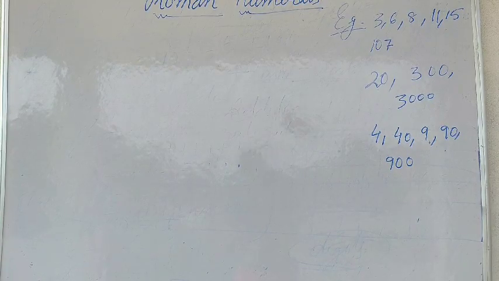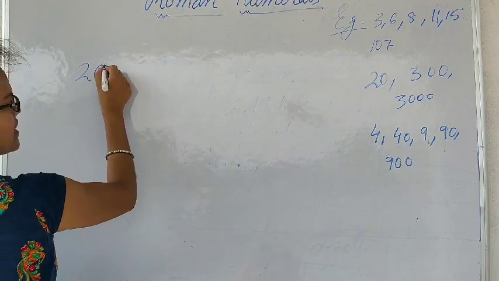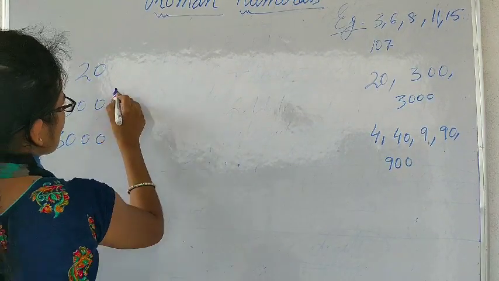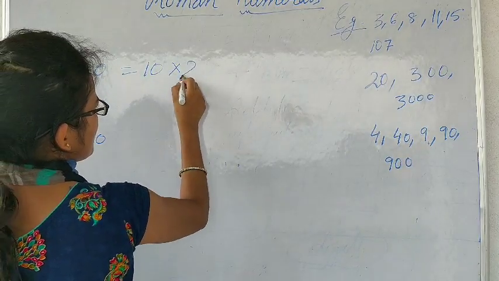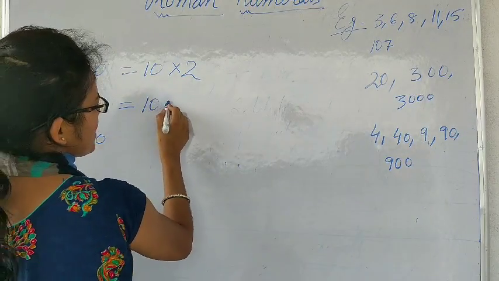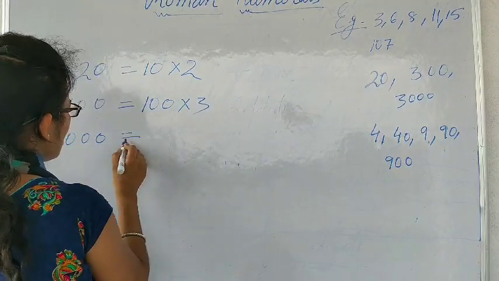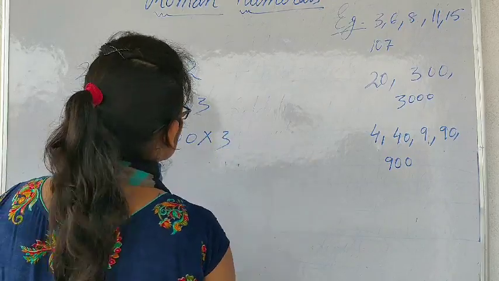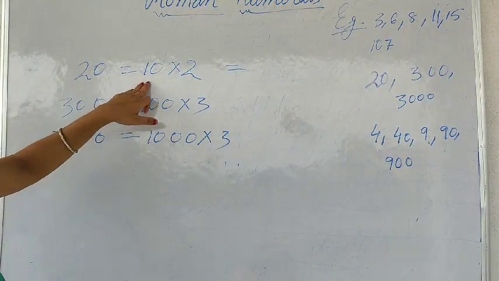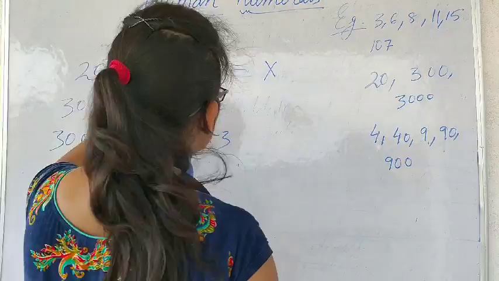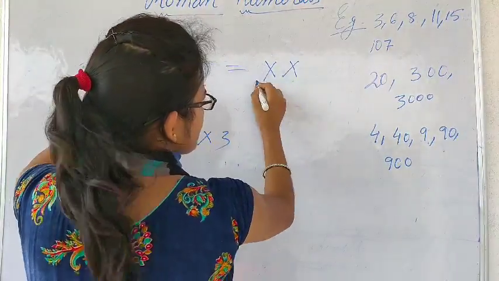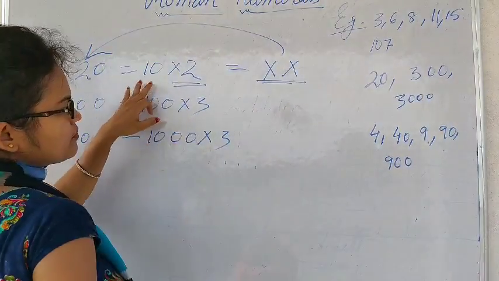So now the next is multiplication rule. Examples are 20, 300, 3000. We can write 20 as 10 multiplied by 2, 300 as 100 multiplied by 3 and 3000 as 1000 multiplied by 3. So what is the symbol for 10? It is X, and we need to write it 2 times. So XX notifies 20. Next number is 100.